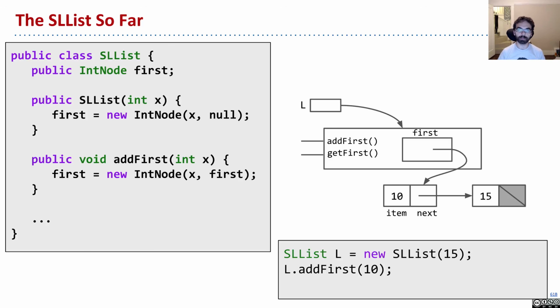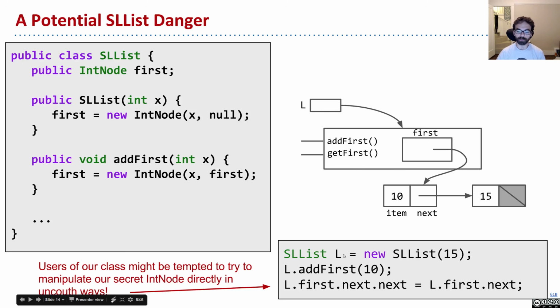Using an SList is pretty simple. You want to add or remove stuff, get stuff, whatever. You should use the methods that are provided by the class. However, technically, the way Java syntax works, you can try and do weird stuff.